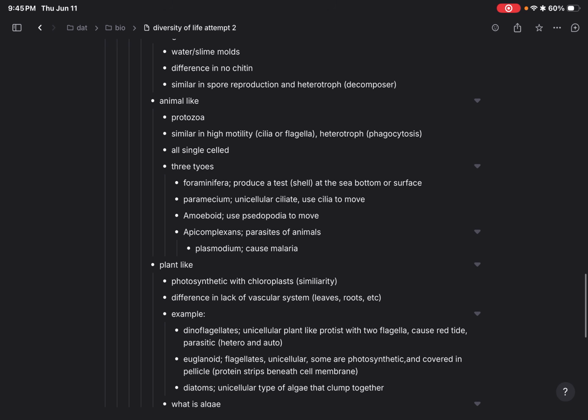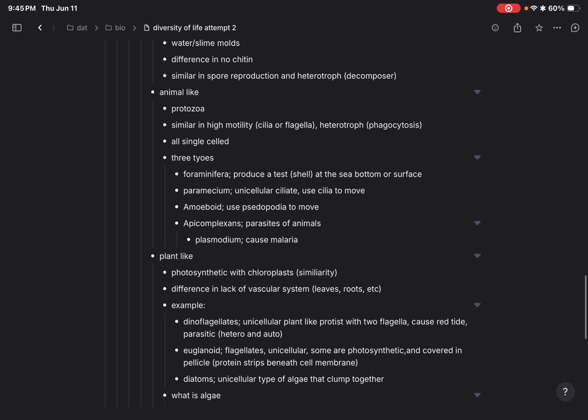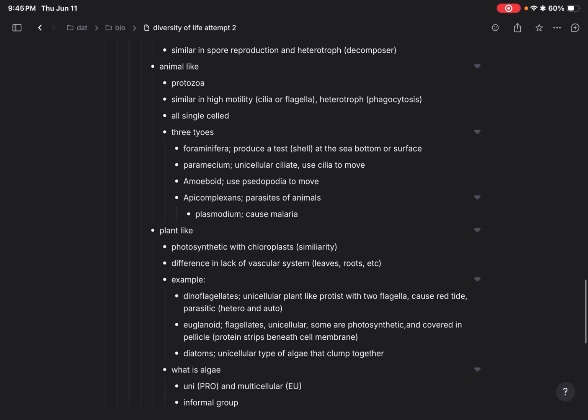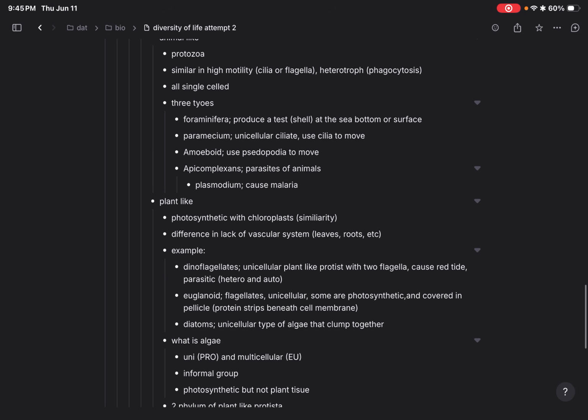I feel like this is so niche that you probably don't even know this, but might as well know. So three types. There's foraminifera, which produces a shell at the sea bottom or surface. There's paramecium, which is a unicellular ciliate, and it uses cilia to move. I remember in my bio lab we looked at these. There's amoeboids, which use pseudopodia, so it's just extending their cytoplasm to move.